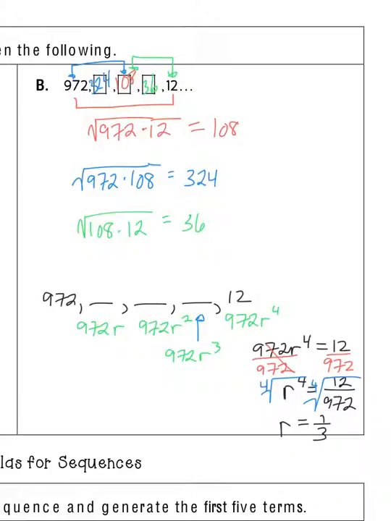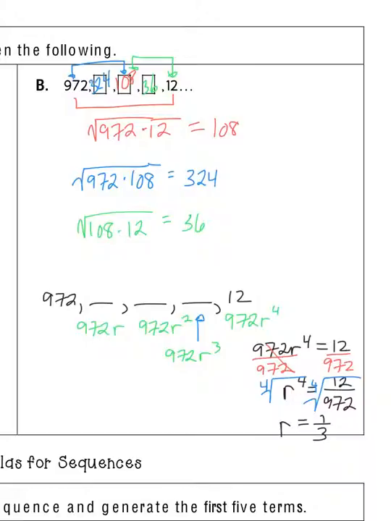So then what I would do is I would take the 1/3 and multiply it to 972. So if you take 972 and multiply it by 1/3, lo and behold, you get 324. And if you take 324 and multiply it by 1/3, you get 108. And take 108 and multiply it by 1/3, you get 36. And 36 by 1/3, and you get 12.